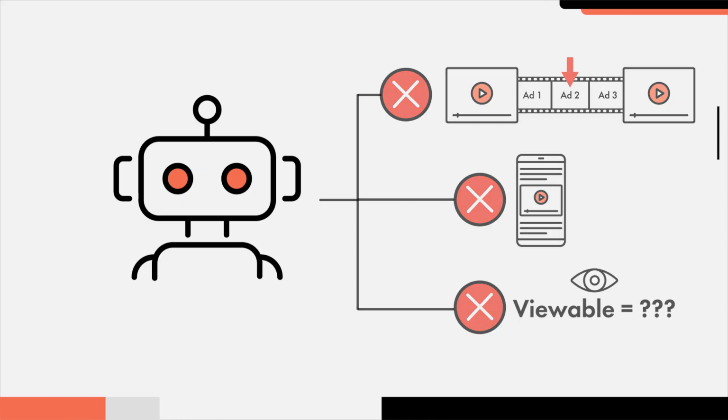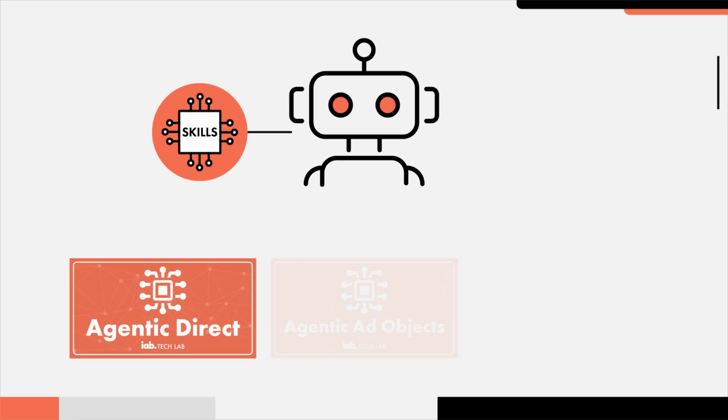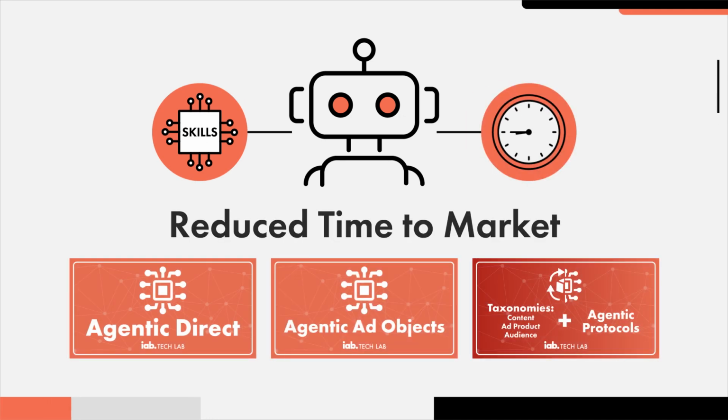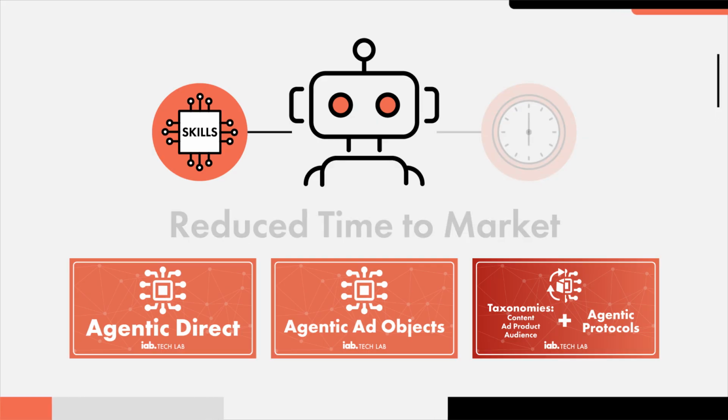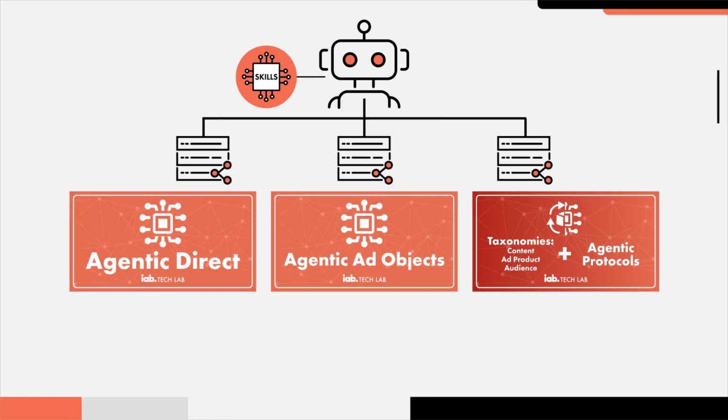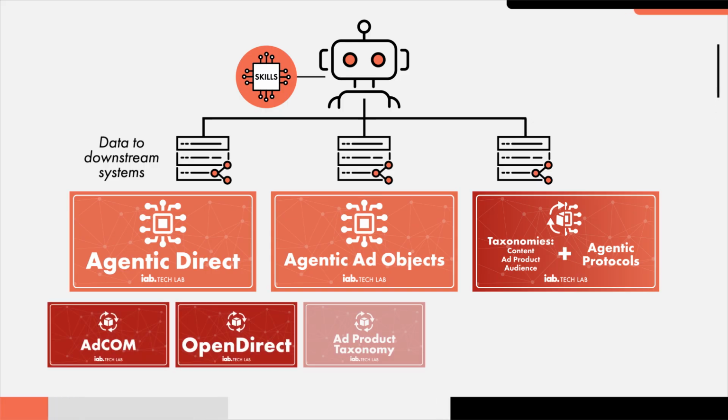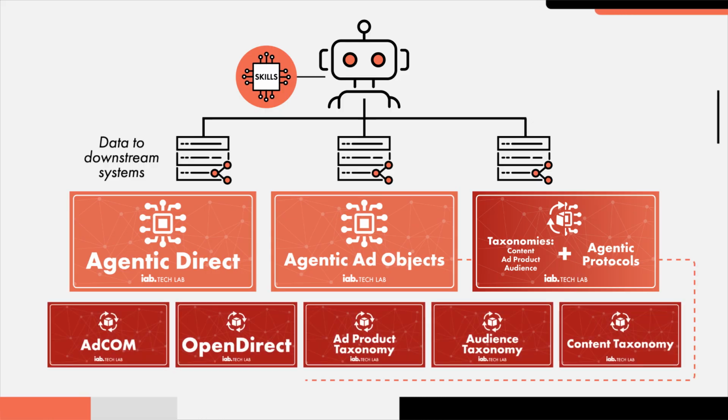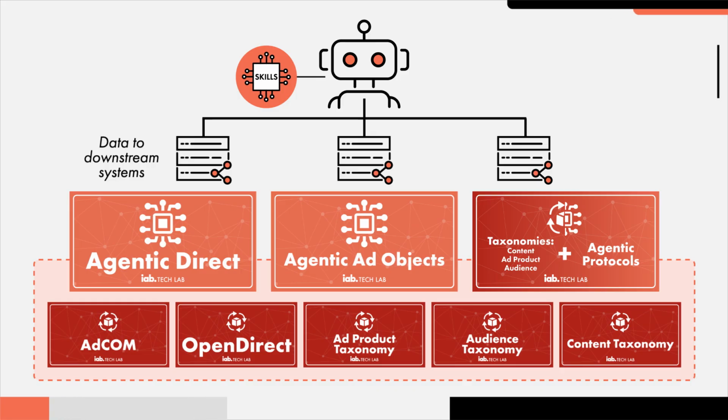By using agents that are fully versed in these well-adopted standards, AAMP reduces time to market for all stakeholders in the supply chain. This is because systems are already set up to communicate based on these standards, meaning existing downstream processes will need few changes to enable companies to evaluate the value of agentic advertising transactions.